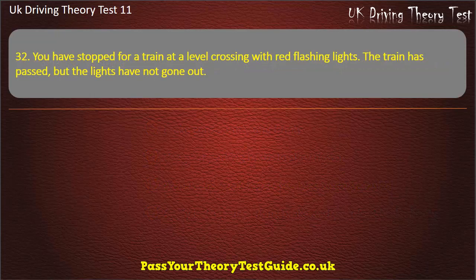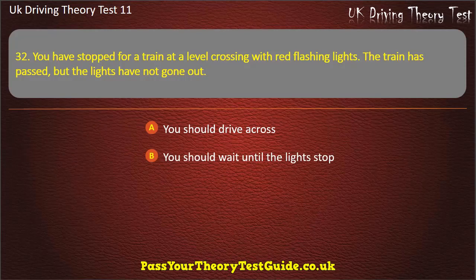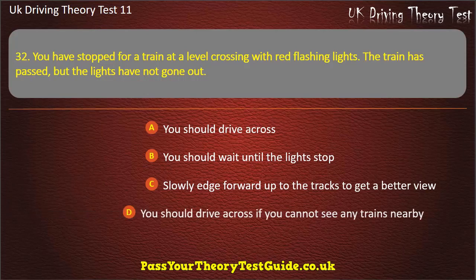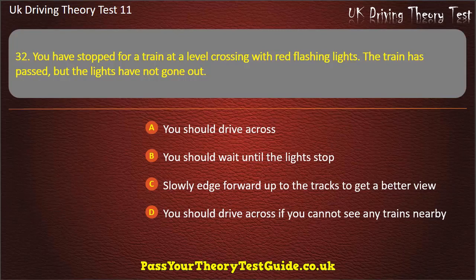Question 32. You have stopped for a train at a level crossing with red flashing lights. The train has passed, but the lights have not gone out. You should drive across. You should wait until the lights stop. Slowly edge forward up to the tracks to get a better view. You should drive across if you cannot see any trains nearby. Answer. You should wait until the lights stop.